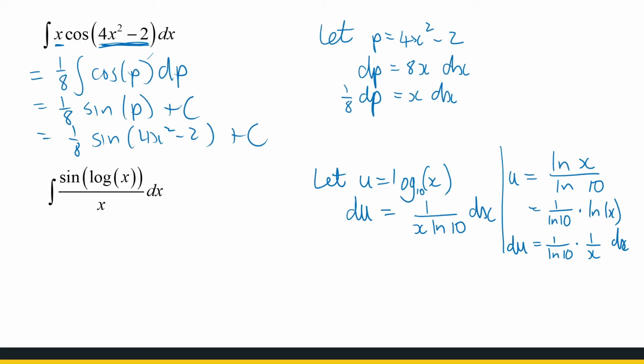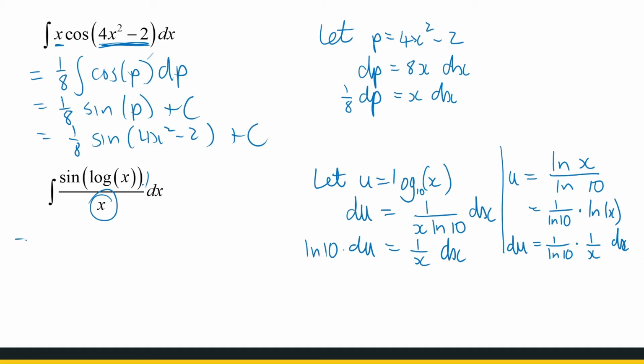Now, why did I let u equal log of x? Because I've got the 1 over x here in some form. So, only problem is, there's that ln 10. How do I get rid of it? Well, multiply both sides. So, ln 10 times du is 1 over x dx. And that's what I've got, 1 over x dx.